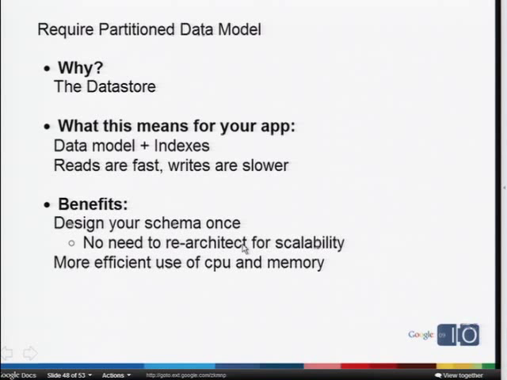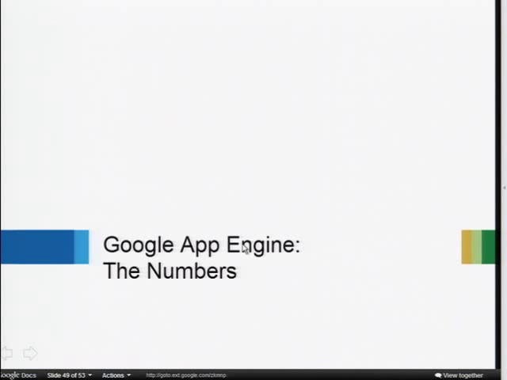This elucidates the kind of applications that are great for running on App Engine: applications that are read-intensive. Most web applications fit this mold, so we think it's a really good fit. So now I want to talk a little bit about App Engine numbers and talk about some data that we haven't shared previously.